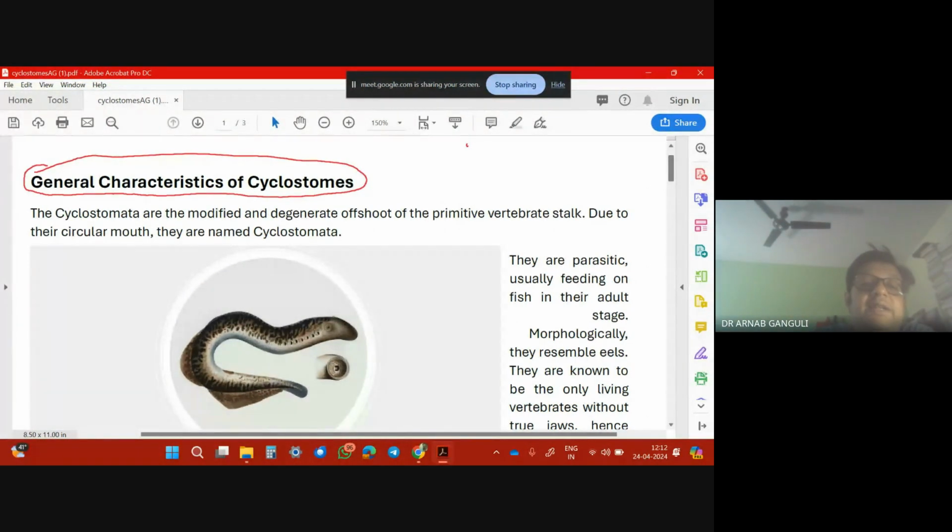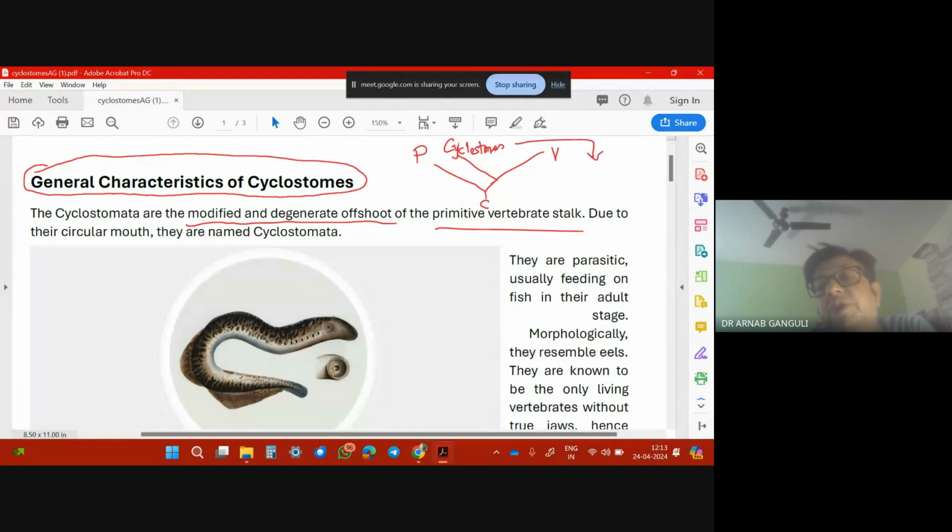So they are called modified and degenerate offshoots of primitive vertebrate stock. So you have the protochordates standing over here, and you have the vertebrates coming over here. You have the chordates below, and you have the vertebrates growing. From this part onwards, you have the cyclostomes. So they're the first primitive offshoot of the vertebrates.